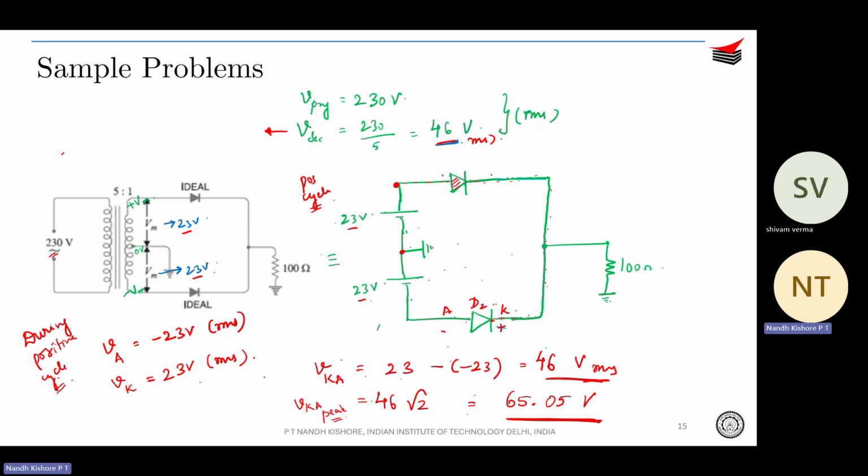But generally, while solving problems, people also have a practice of including root 2 in the start itself. But for our ease, I have not considered that. Anyway, remember that in the last step you have to include that root 2 term, because the question is peak inverse voltage. Obviously, the diode would be blocking the peak voltage. The diode cannot be rated for a lower voltage, so you have to consider the peak. Okay, I think it is now clear.